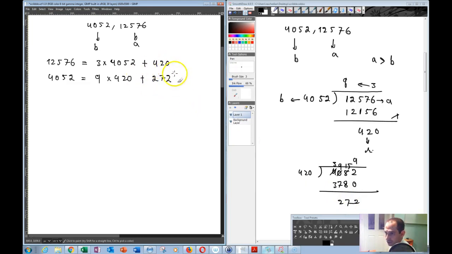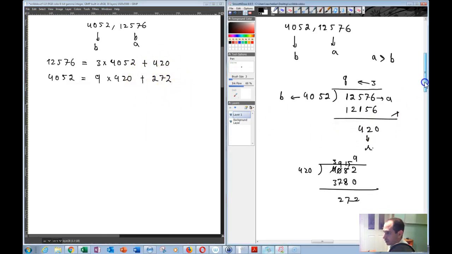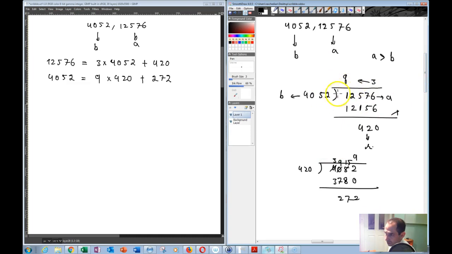Still the remainder is not 0, so you just have to keep going until your remainder is 0. As you can see, while you're doing this, you don't have to prime analyze your numbers and you don't have to do anything else. You just do simple division, and as a result of this process you will get your HCF.